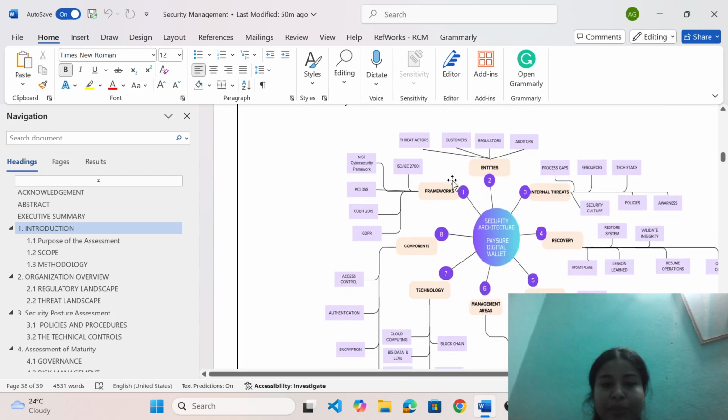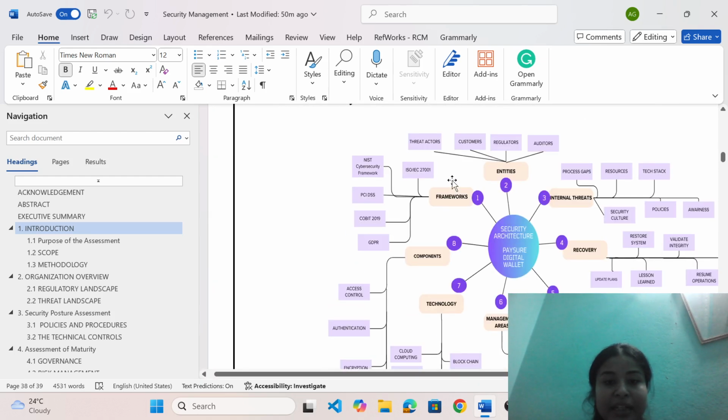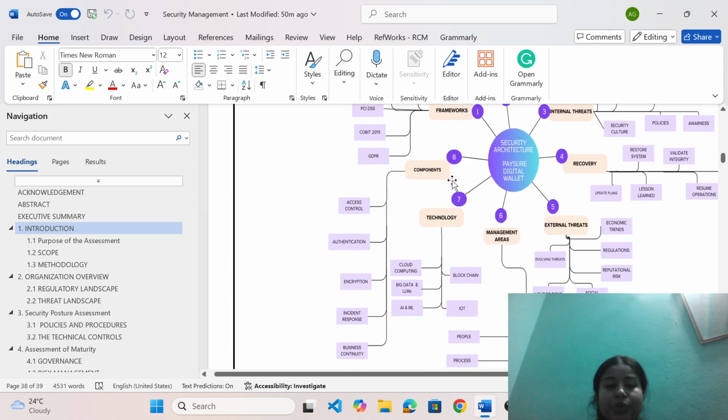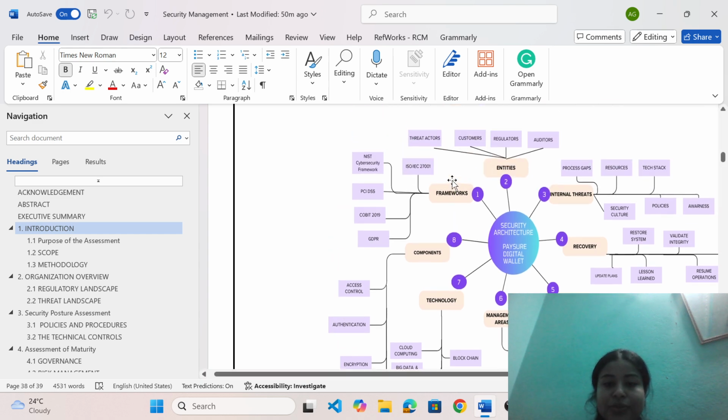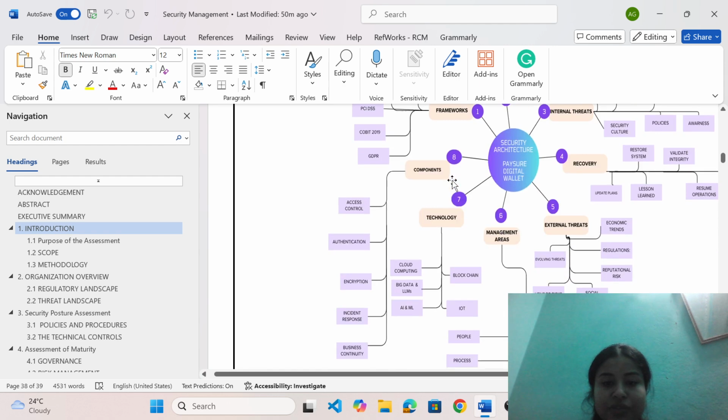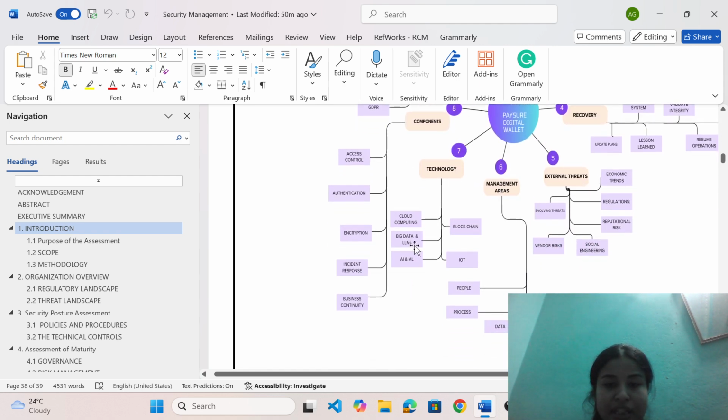There are different frameworks like the ISO IEC 27001, NIST cybersecurity framework, PCI DSS framework, COBIT 2019 framework, and GDPR framework. There are components such as access control, authentication, encryption, decryption, incident response, and business continuity. It is using different components and different technology management areas. It includes external threat, recovery, technical threat, and entities, as well as threat actor, customer, regulation, and auditors. You can see the different component names, branches, and technology here.